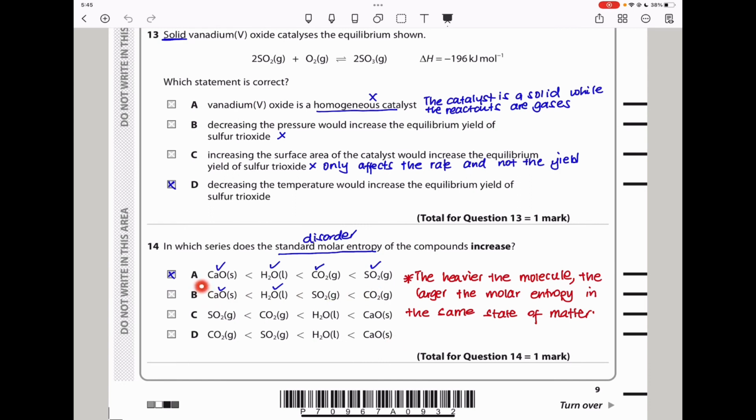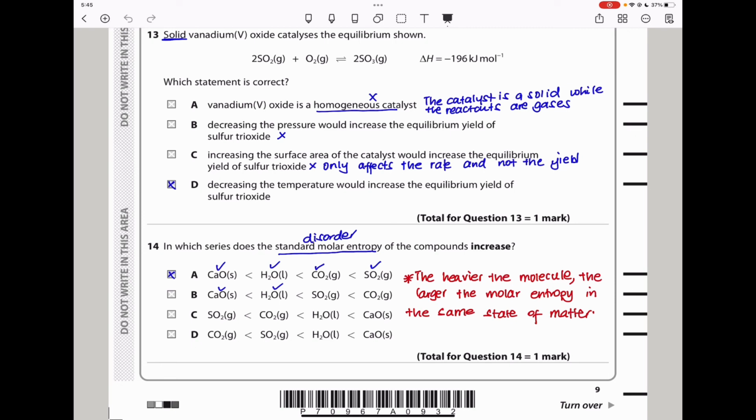So we can consider these two and see calcium oxide is a solid, correct? And then we go to water, that is the liquid. Now the difference is in the gases here. However, when we consider the molar mass of sulfur dioxide and carbon dioxide, of course, we're going to see that sulfur dioxide has a higher molar mass and therefore it qualifies as having the highest molar entropy. Therefore, the correct answer should be A.